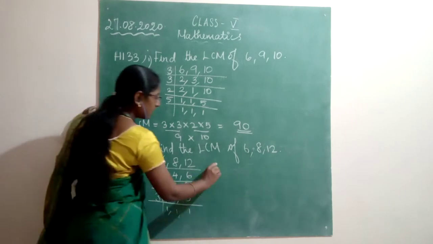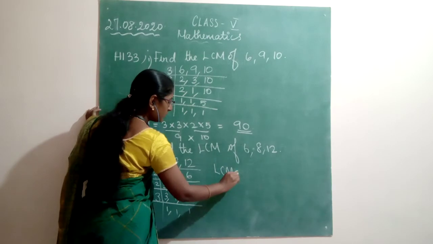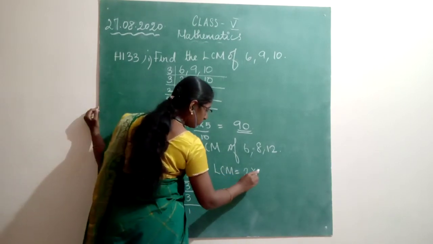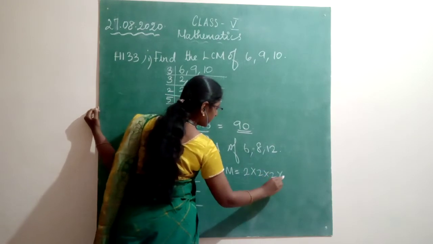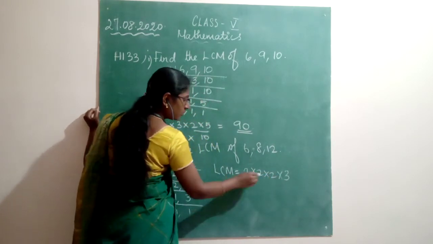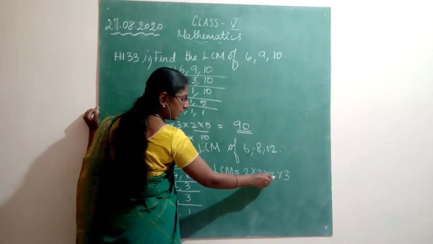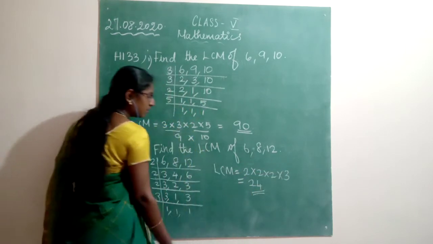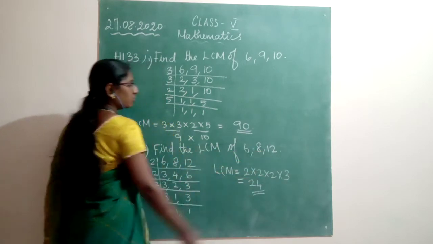So what is the LCM? LCM is equal to 2 into 2 into 2 into 3. So 2 into 2 into 2 into 3. 2 2s are 4, 4 2s are 8, 8 3s are 24. So 24 is the LCM of 6, 8 and 12.